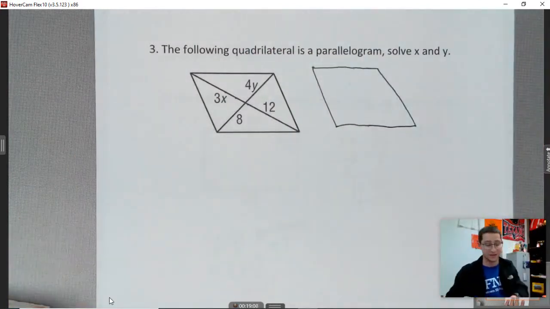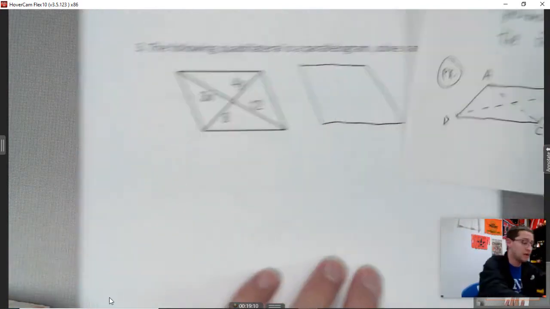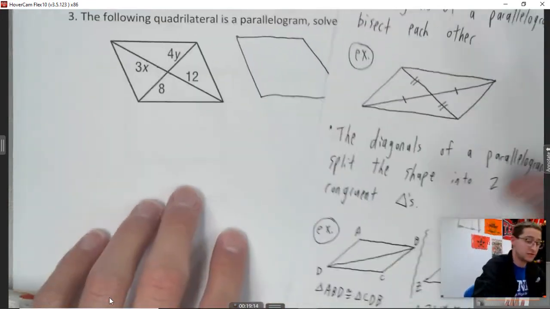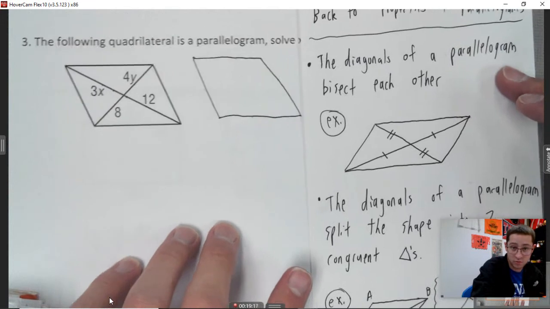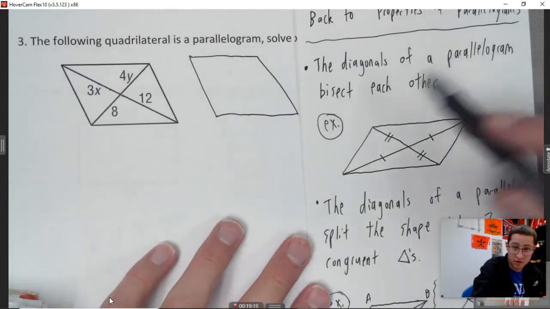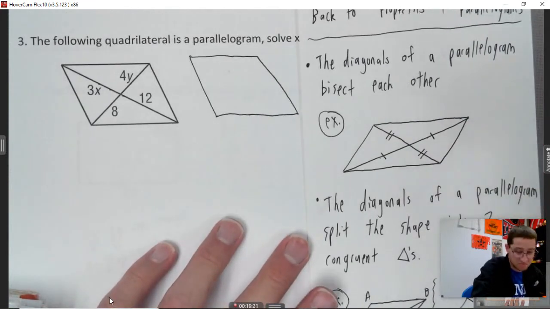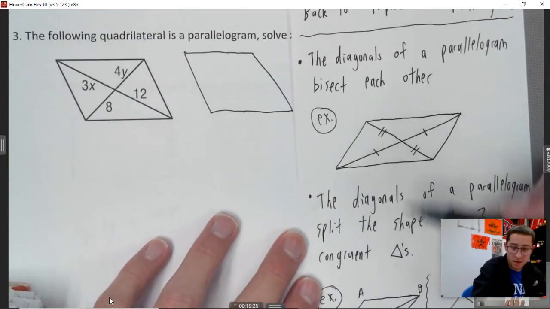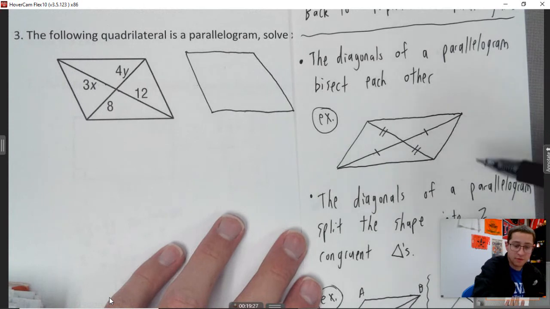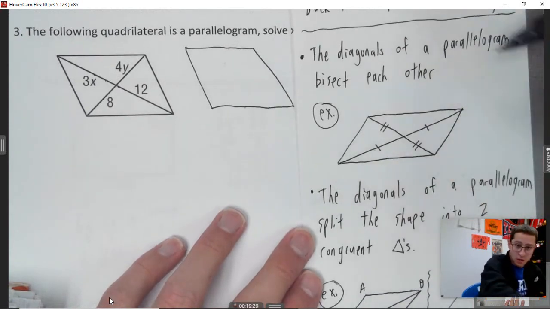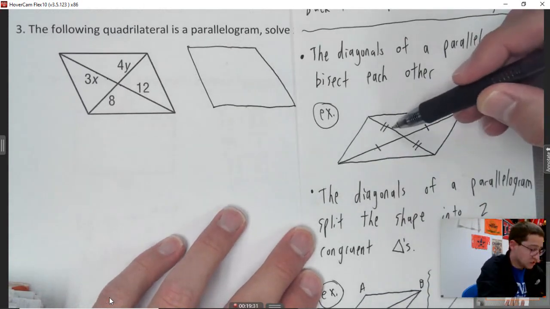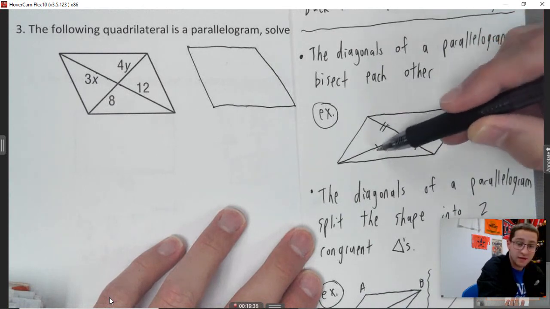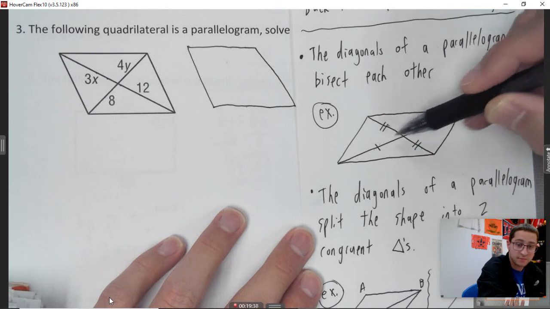So, what do I know about the diagonals in a parallelogram? Well, the first thing I wrote down was the diagonals of a parallelogram bisect each other. That's my winner. You could look at this other property, but that's not going to help you. Looking at this one, I end up with two sections that are the same. So this and this are the same, these two right here are the same, and then these two right here are the same.